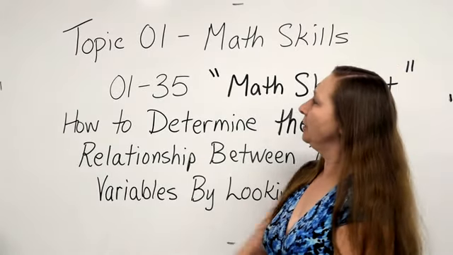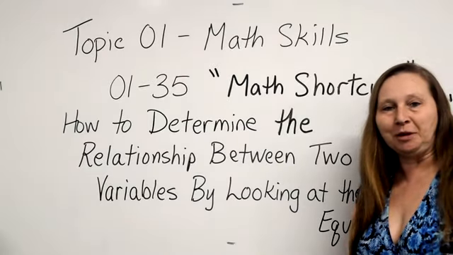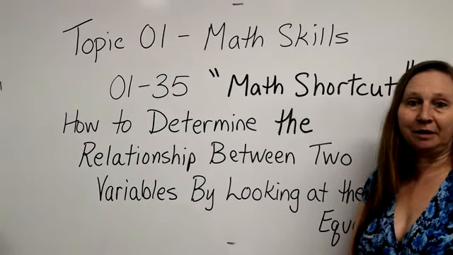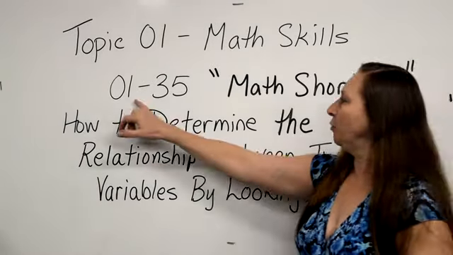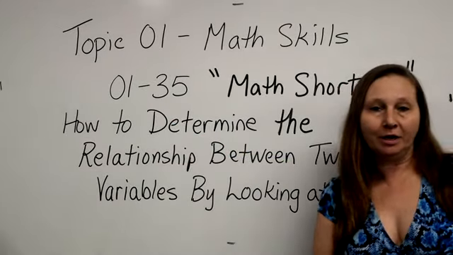the Regents Physics course. Topic 1 is math skills. Math is extremely important in physics, so we have a whole topic devoted to math. This is section 1.35, and it's called the math shortcut.